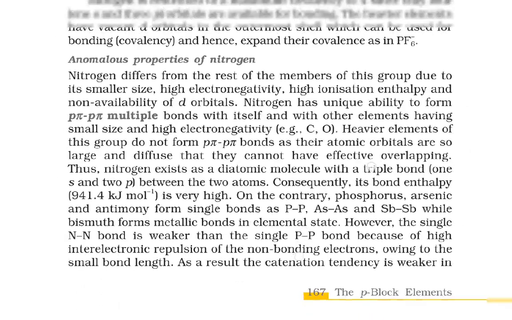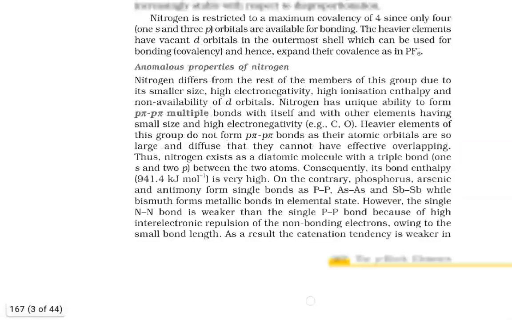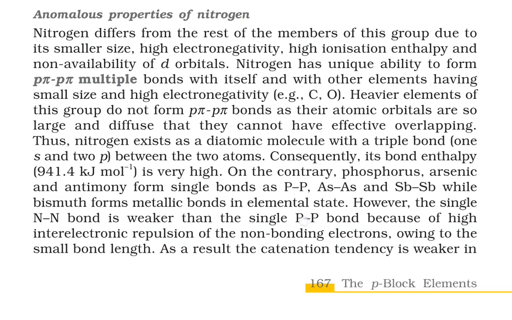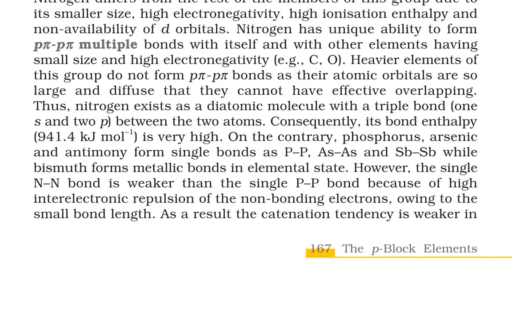Anomalous properties of nitrogen. Now you might have guessed that whenever this word anomalous comes, it means there is some exception. So let's start. Nitrogen differs from the rest of the members of this group due to its smaller size, high electronegativity, high ionization enthalpy and non-availability of d orbitals. Nitrogen has unique ability to form p-pi multiple bonds with itself and with other elements having small size and high electronegativity, for example with carbon and oxygen. Heavier elements of this group do not form p-pi bonds as their atomic orbitals are so large and diffuse that they cannot have effective overlapping.